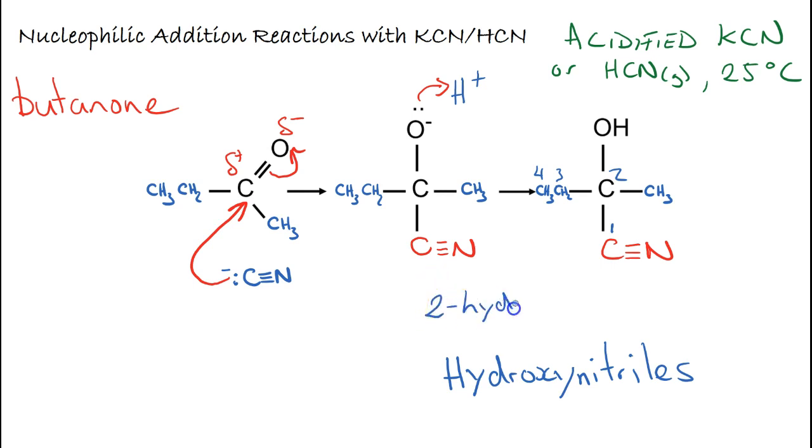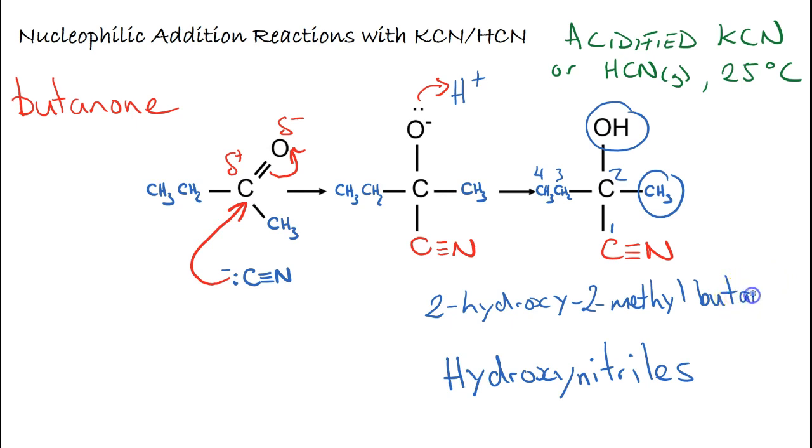2-hydroxy, which deals with the OH group, 2-methyl, which deals with the methyl group, butane, because it's 4 carbons and because it's an alkane, and then because we've got a nitrile group we add an E, so it's butanenitrile. We add the E because otherwise we'll have 2 consonants together, and we have 2-hydroxy-2-methylbutanenitrile.